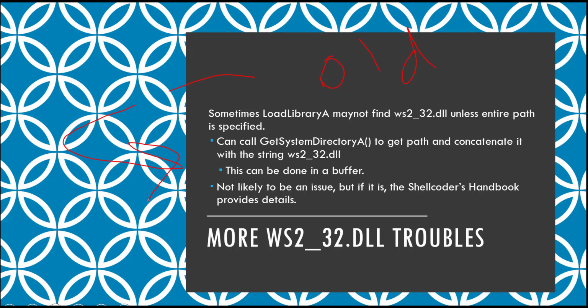So you try to get system directory A to get the path, use a buffer, concatenate it, so you could prepend the path to the WS32 DLL. And if you need to use this, you can go to the Shellcoder's Handbook, which is one of the books that you purchased, and that gives a description of some of that process. I don't think it'll come into play, but if it does, then you could try that.